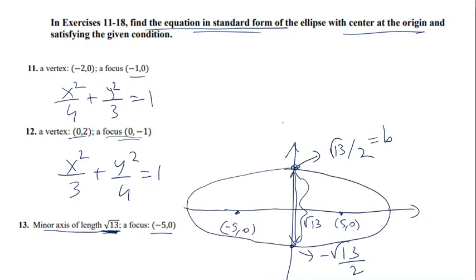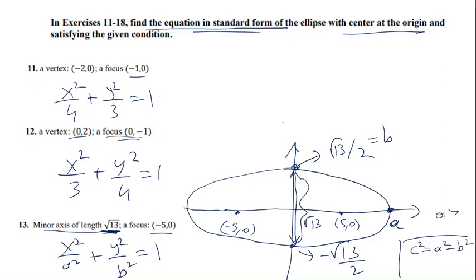Okay, now it's better. Now this is A, we don't know A, but to write the equation we need A squared and B squared. What's the relation between A and B and C? C squared is equal to A squared minus B squared, right? Because A is bigger than B here, because the focus is on the major axis in the long part, so A should be bigger than B.